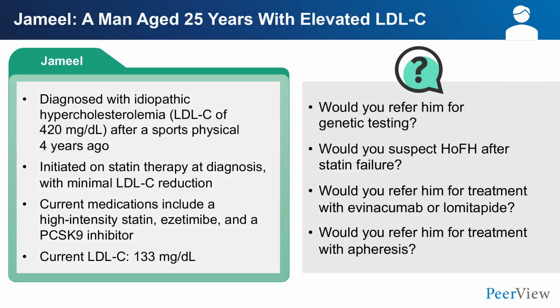Here's another young man, Jamel, with elevated LDL. He was diagnosed with idiopathic hypercholesterolemia, LDL of over 400, after a sports physical 4 years ago, initiated on statin therapy with minimal LDL reduction. His current medications include a high-intensity statin, ezetimibe, and a PCSK9 inhibitor. So his LDL now is 133. So what are the next steps in dealing with this patient?